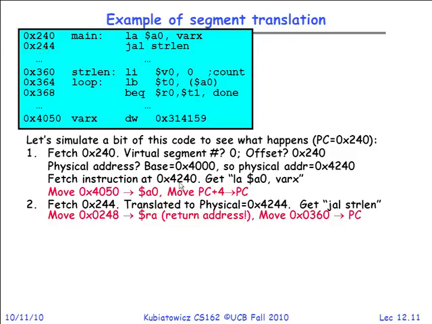We now know that when we return, we're going to move 248 into the return address. Why is that? Because we're jumping and linking here, but when we return, we're going to return after the jump and link. And then we're going to move 360 into the PC, because we're jumping to 360. Notice that in this particular instruction, all the stuff relative to the processor is virtual. The one time we translated was when we had to go to memory to find this jump and link instruction.